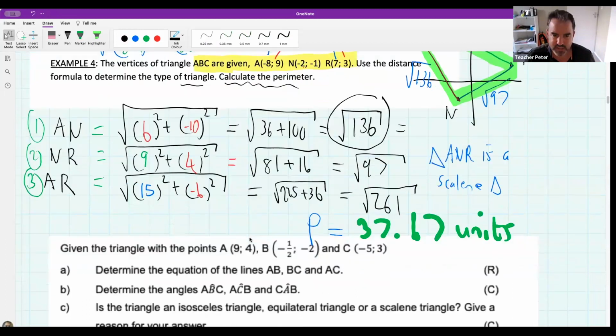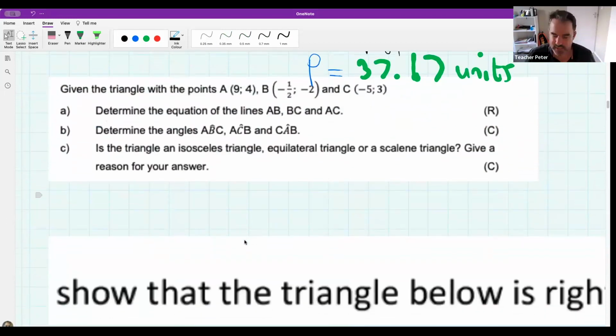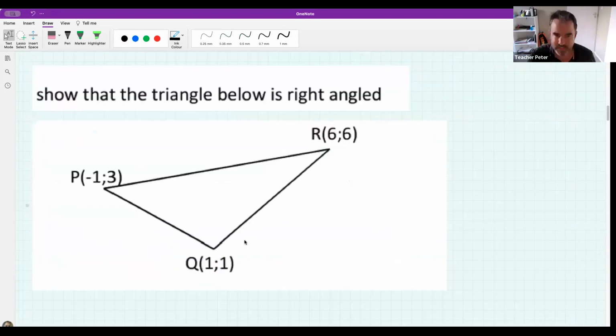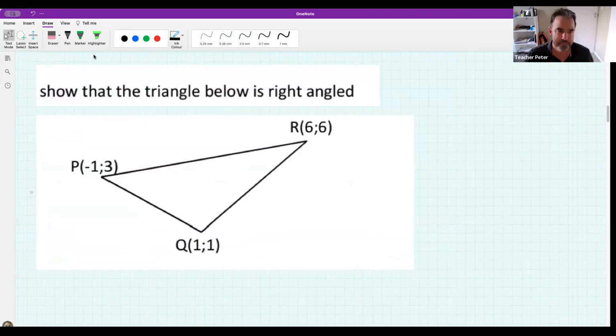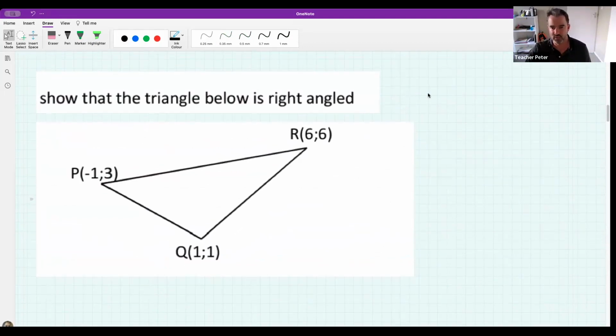Fantastic. Okay, let's have a quick look. We've done that type of one here. Before we have a break, let's do this one, and then we're going to have a break. Show that the triangle below is right angled. Now, there are two ways to do this. The one is the long way, but there's a lovely short way as well.